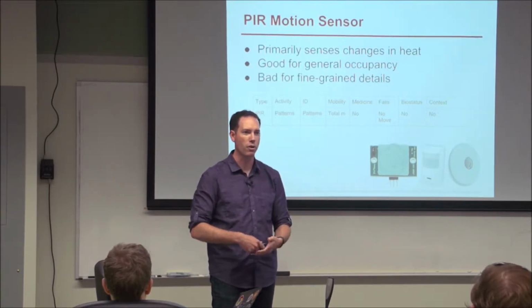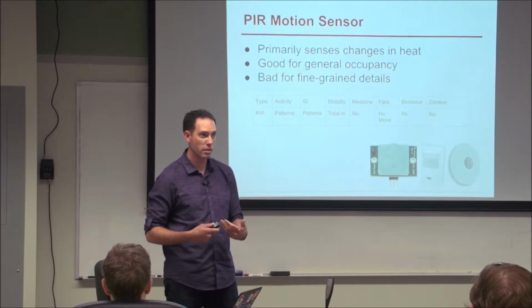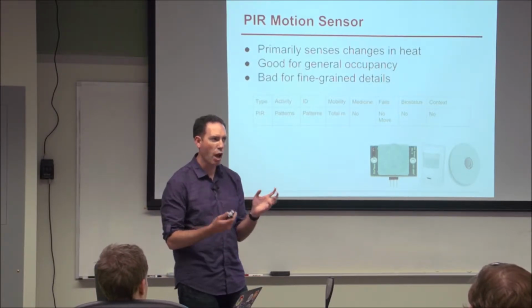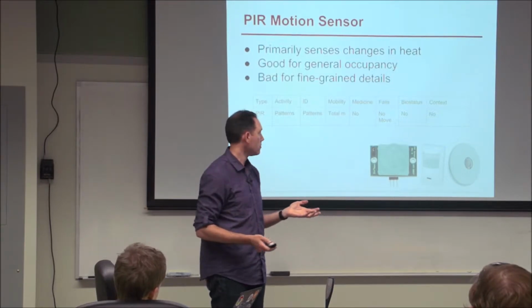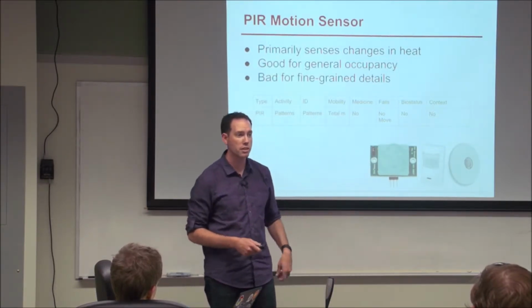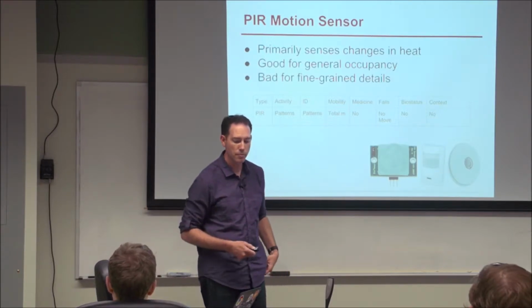How hard did you fall? Was there bodily injury? It doesn't give you that. It's just an absence of mobility. No biostatus and very little context information. It doesn't tell you about the world around the person.